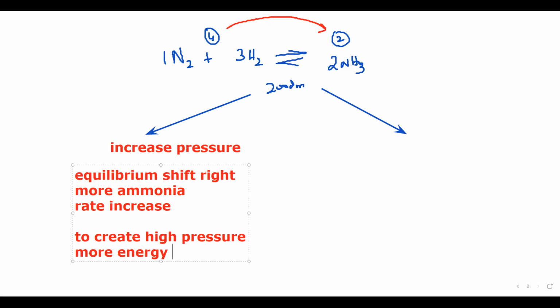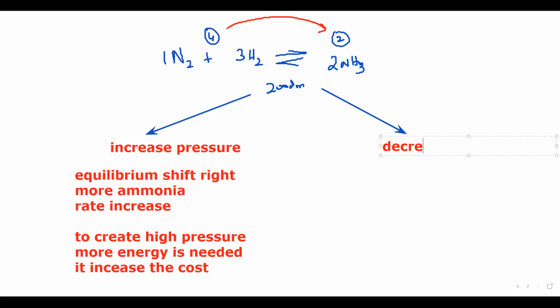So more energy is needed. And as a result, if more energy is needed, what will happen? It increases the cost. Like you need a greater amount of fuel to create enough pressure so that the reaction can occur. And the second thing, decrease in pressure.